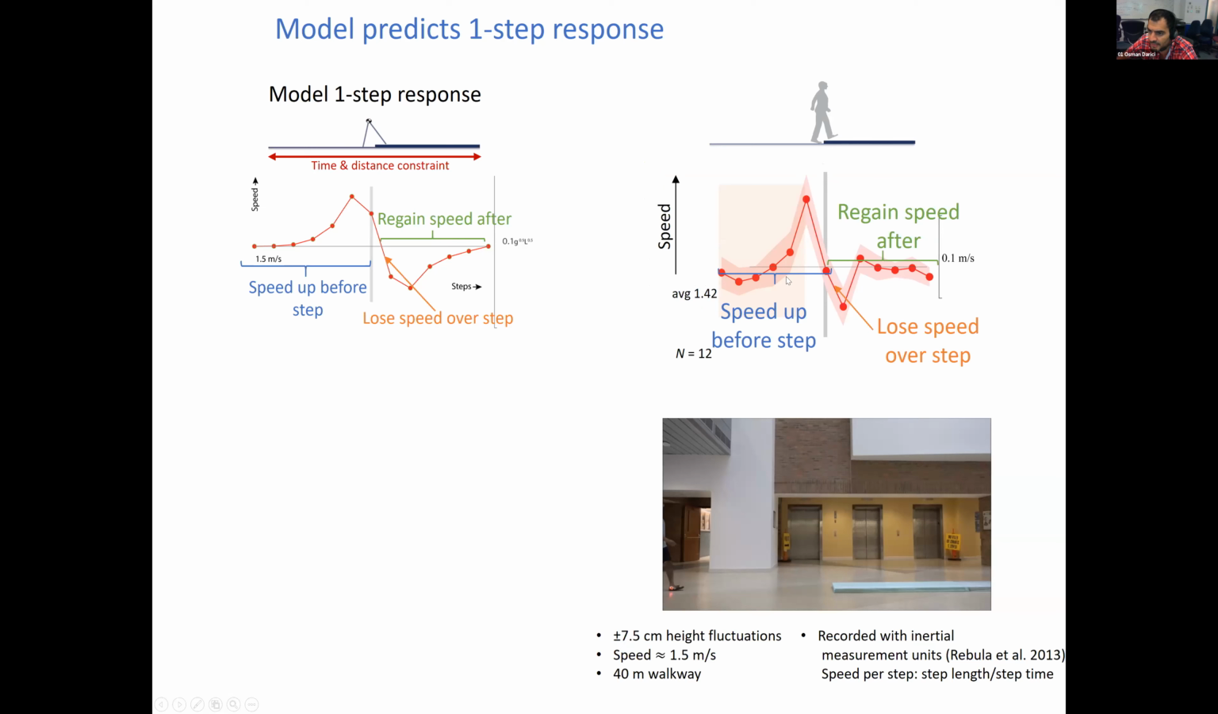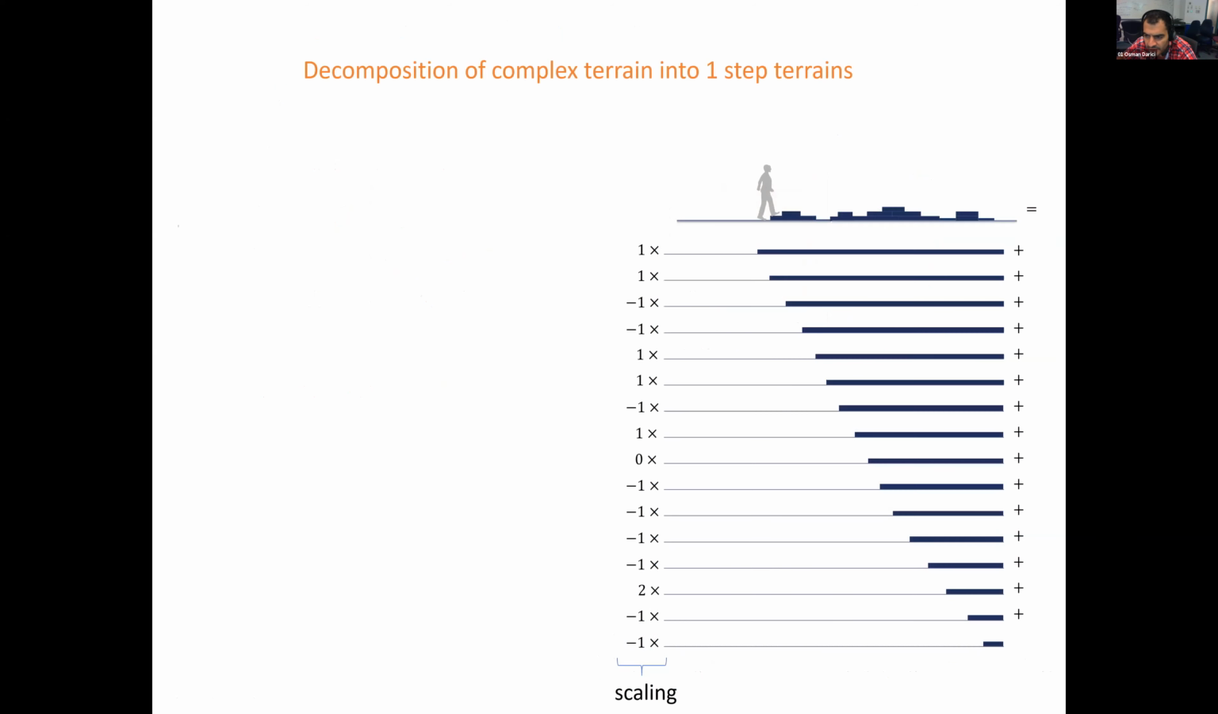Even before stepping up, they are speeding up. Then while going over the step up, they are losing speed, and then they are regaining speed. Model and human speed variations are very similar, and our model is optimal. Here we are showing humans have a one-step response, and it's a structural response. They are overlapping with each other, and our model with optimization can predict it roughly well.